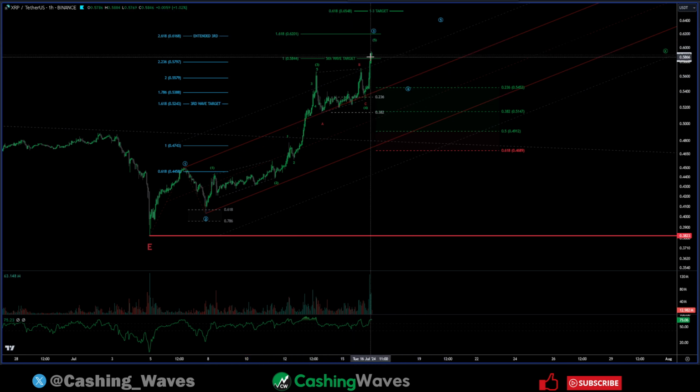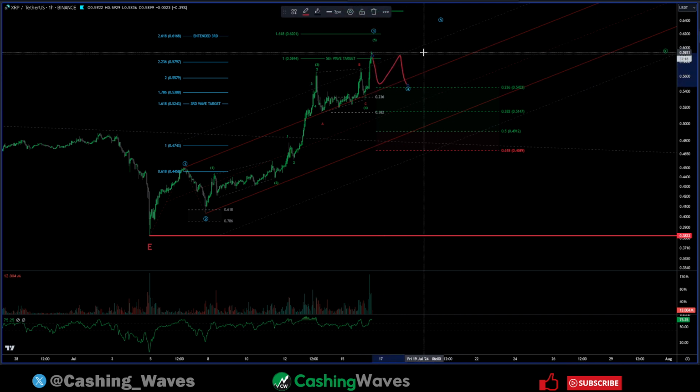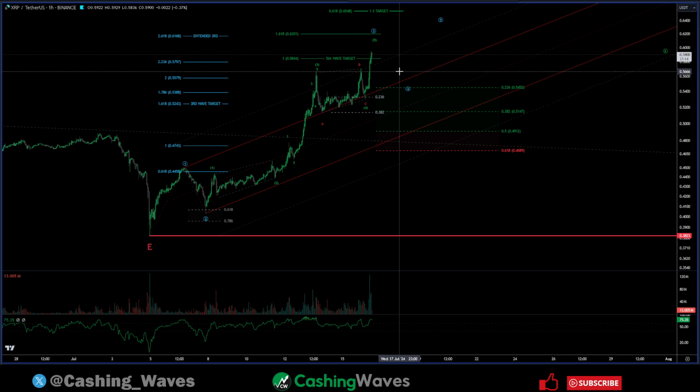Technically, we don't have to go any higher. We can pivot from here and make our fourth wave in blue. So just keep that in mind. Expecting a pivot very, very soon.